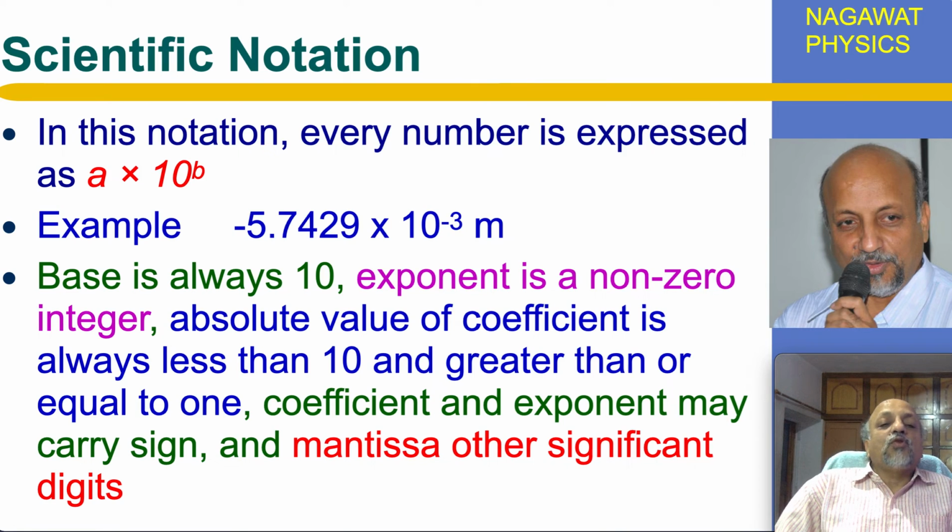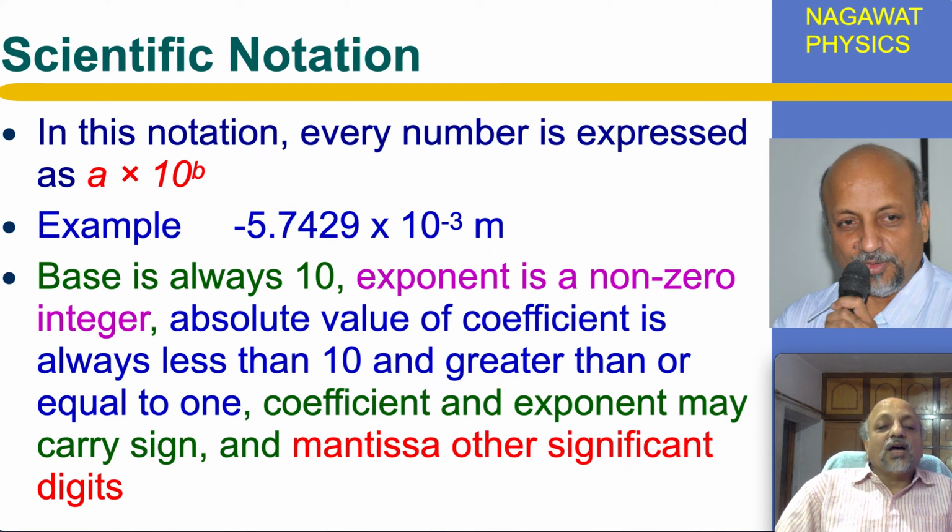And absolute value of coefficient. So coefficient in the example is minus 5 and its absolute value will be plus 5. Absolute value of coefficient should be always less than 10, and therefore it will involve only one digit, and greater than or equal to 1. So as a coefficient we can have 1, 2, 3, 4, 5, 6, 7, 8 and 9 only.